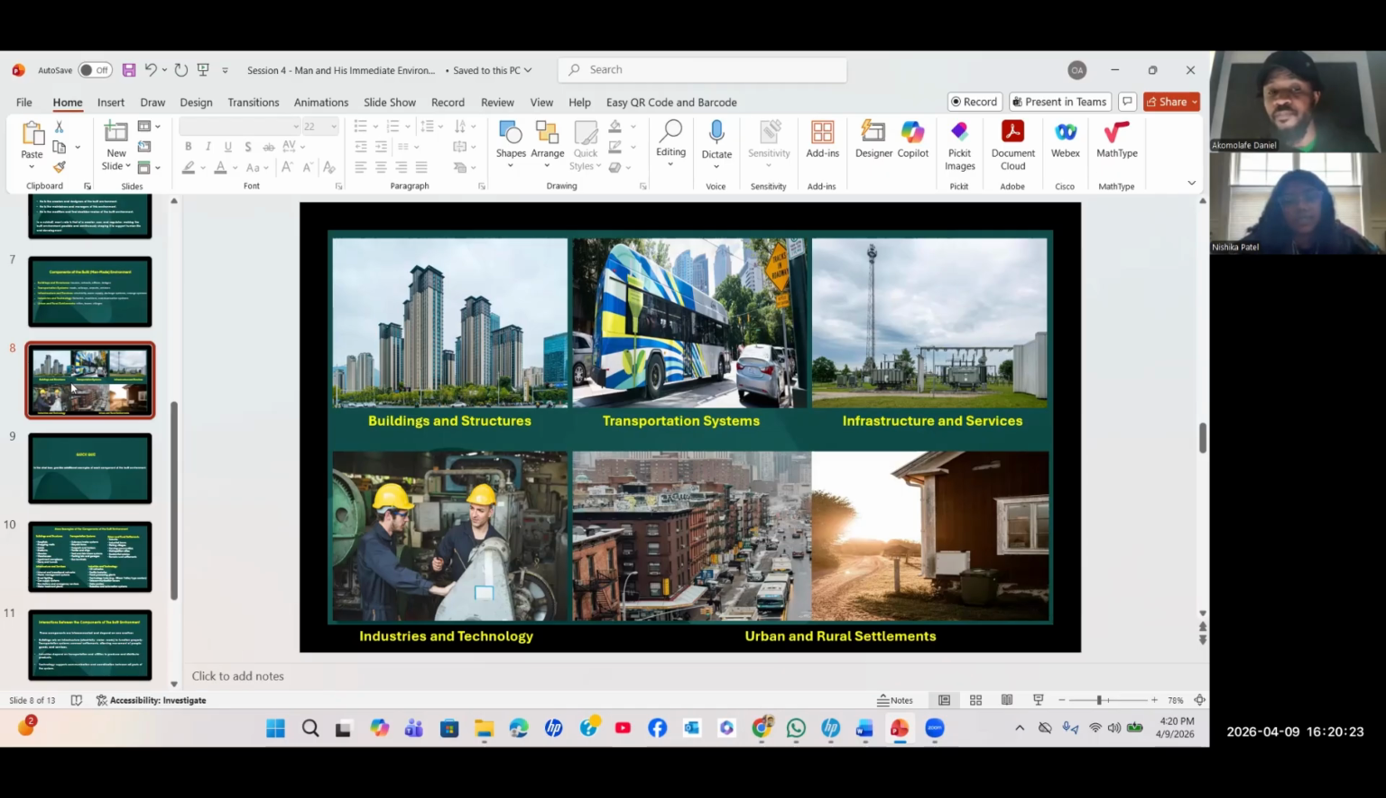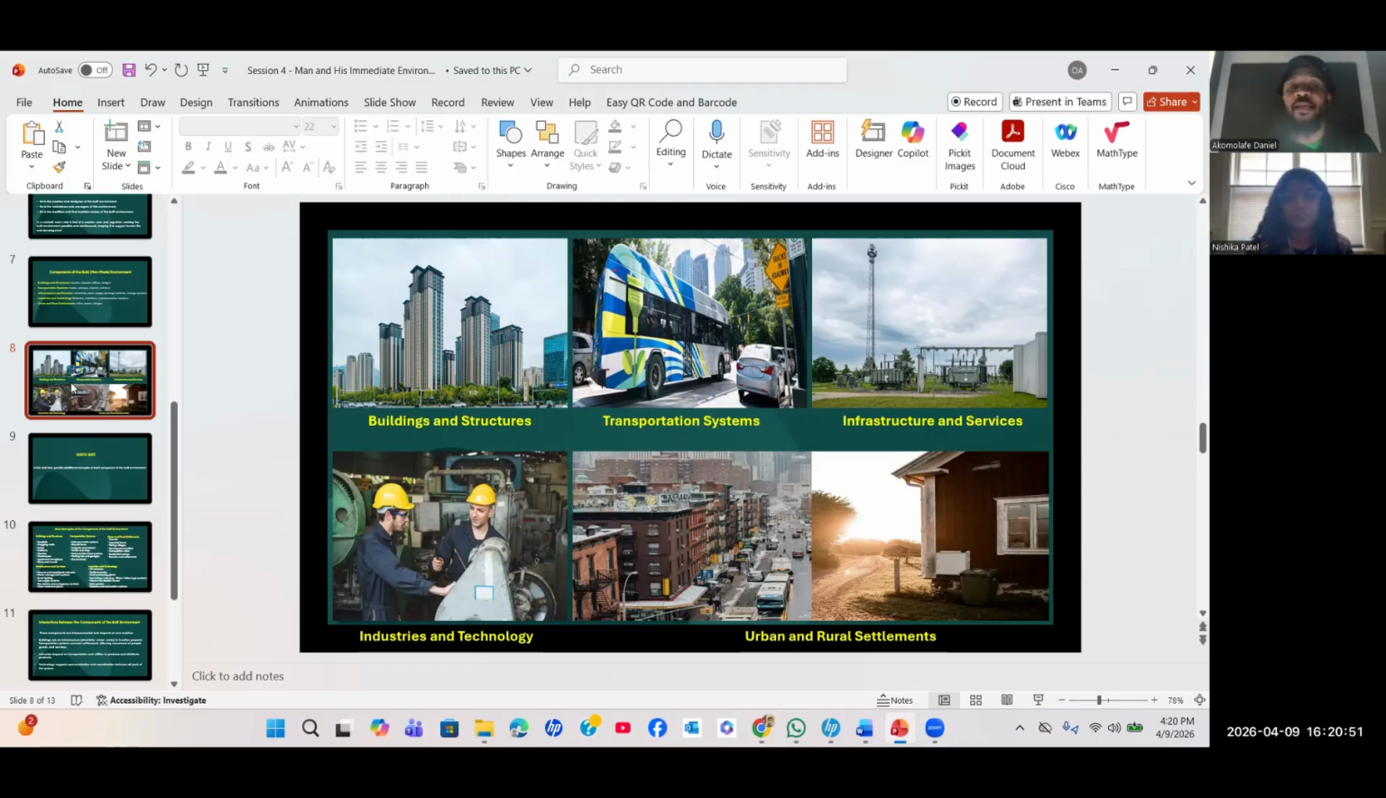The first one is building and structure. The second one is transportation systems. The third one is infrastructure and services. The fourth one is industry and technology. And the fifth and sixth one are urban and rural settlements. Good. So all of these components, like I said, make up the built environment.